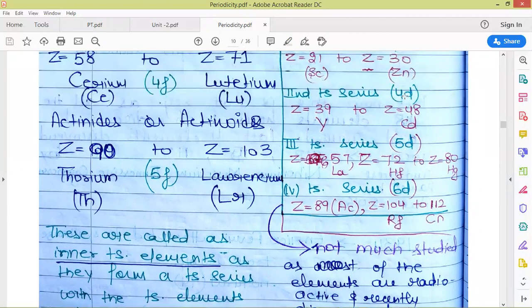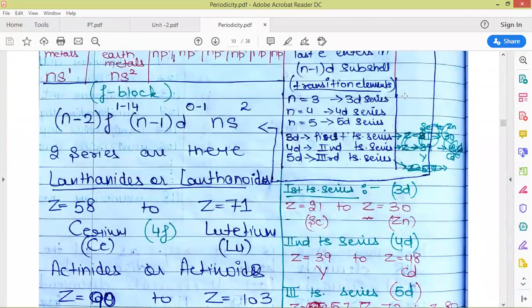Now we come to the f block. We have already discussed what the f block is, the 14 small groups placed just below the periodic table. The 14 elements occurring after lanthanum and actinium are placed in two periods, and those are called the lanthanides and the actinides, with a general electronic configuration of (n-2)f 1 to 14, (n-1)d 0 to 1 and ns2.